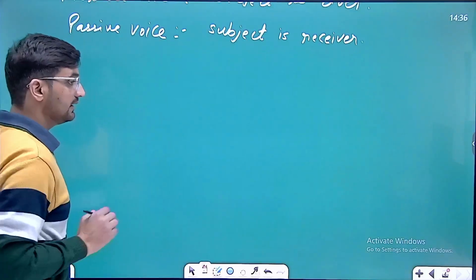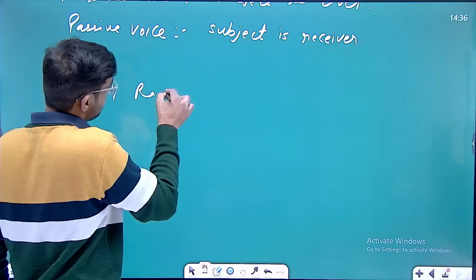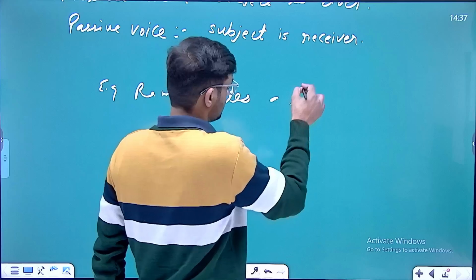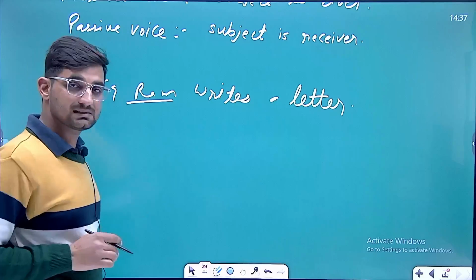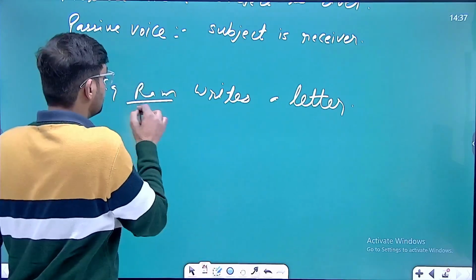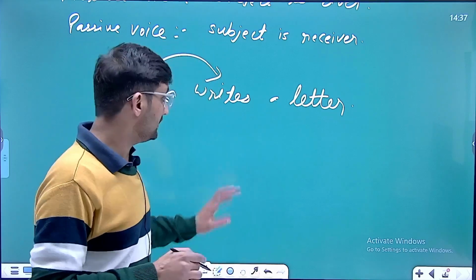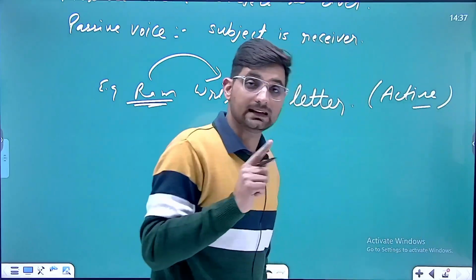Okay, if I say that Ram writes a letter. Ram writes a letter. So this is the subject in the given sentence, and the subject is performing the action of writing. Clear? Understood? So it means it is active voice. This one is inactive voice. It's not inactive, it is active.